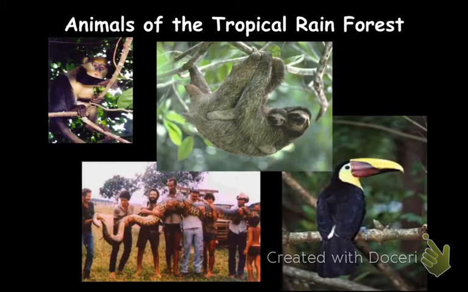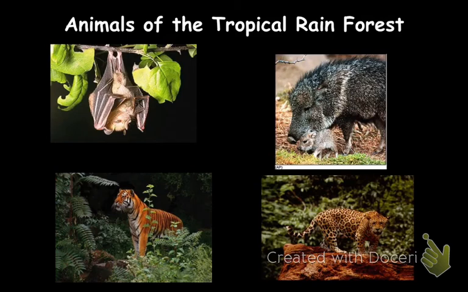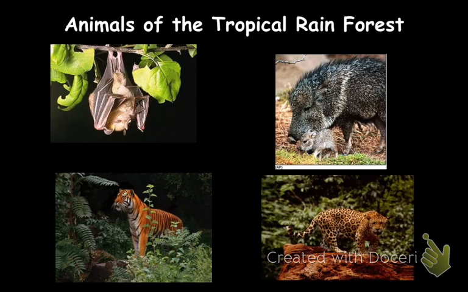And here we just got a couple examples. You got the toucan and sloth, a monkey, and then you have a huge snake that really creeped me out. You've got different types of pigs, and you got your leopard, your bats, tiger. And these are some videos where you can watch about the tropical rainforest. I will post a couple of links on the PowerPoint on Canvas.